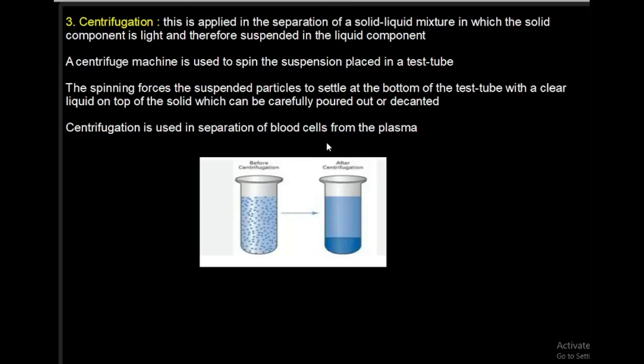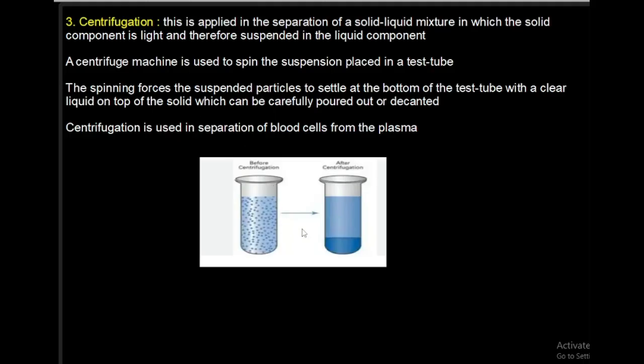Now, whenever blood is collected in a tube, we'll discover that the blood cells and the plasma are just going to mix together like we have here. All right. Now, to separate the plasma from the blood cells, we'll make use of a centrifuge machine. The centrifuge machine spins the suspension, and this spinning forces the suspended particles, in this case the blood cells, to settle at the bottom of the test tube with a clear liquid on top of the solid.